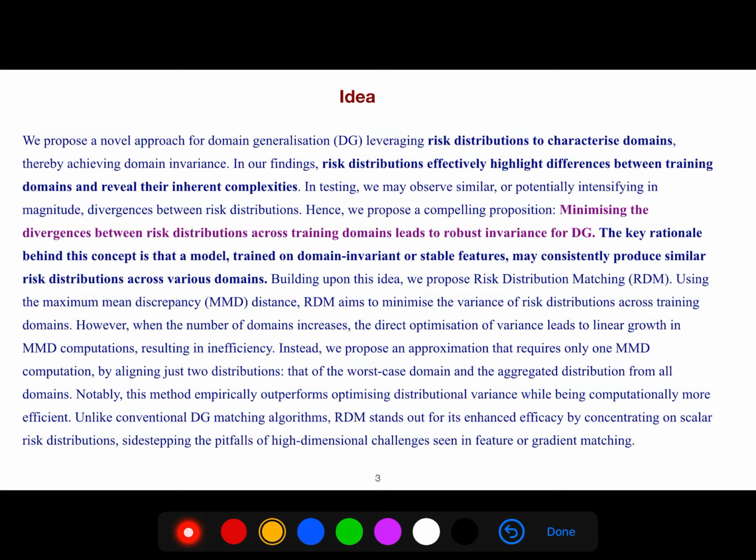However, when the number of domains increases, the direct optimization of variance leads to linear growth in MMD computations, resulting in inefficiency. Instead, we propose an approximation that requires only one MMD computation by aligning just two distributions, that of the worst case domain and the aggregated distribution from all domains.